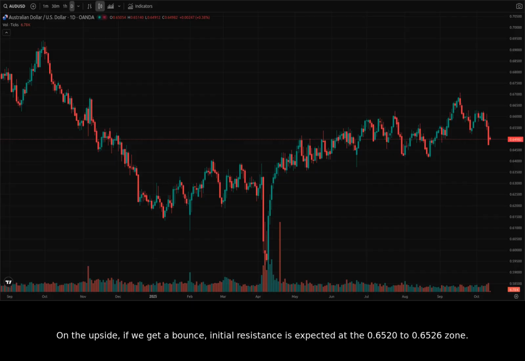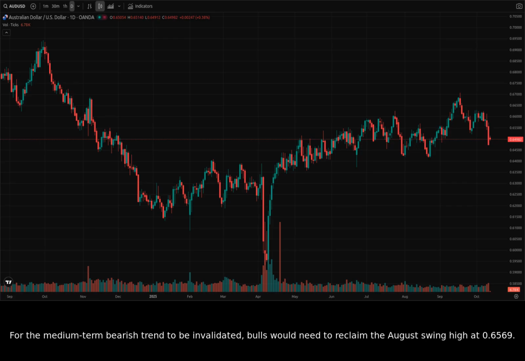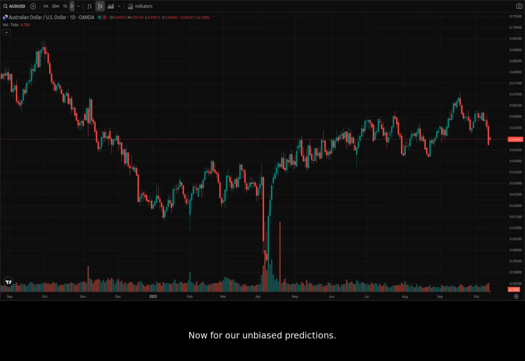On the upside, if we get a bounce, initial resistance is expected at the 0.6520 to 0.6526 zone. A move above that would target further resistance around 0.6550. For the medium-term bearish trend to be invalidated, bulls would need to reclaim the August swing high at 0.6569. Now for our unbiased predictions.